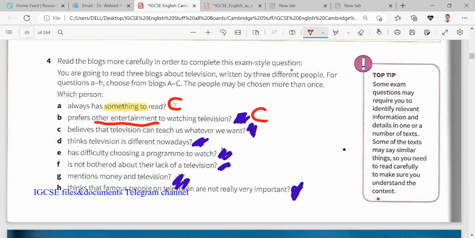Next. What is the keyword, Khalid? The keyword for B. Teach. Perfect. So, teach us whatever we want. Which blog? B. Yes, you are right, B, because here in blog B, he considers it to be a great teacher, a great educator. Do you agree with this, Khalid? Do you agree with this concept? Television is a great teacher?